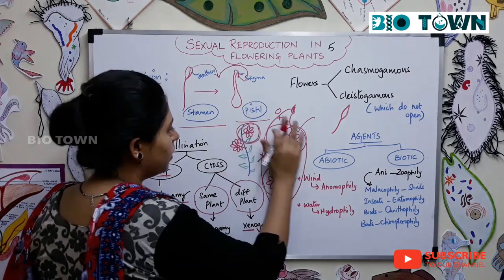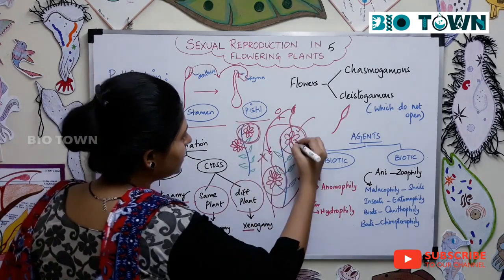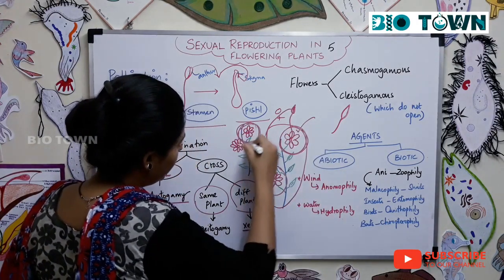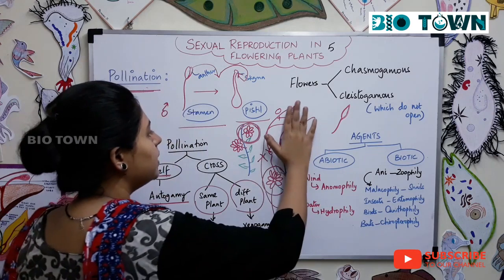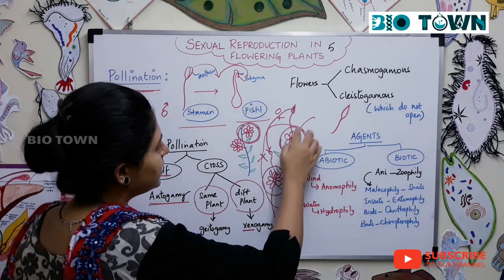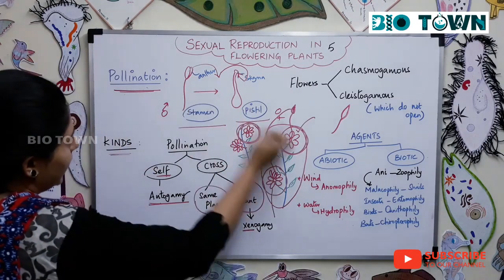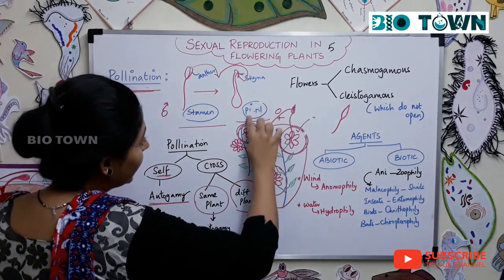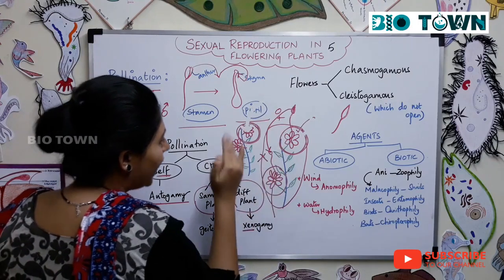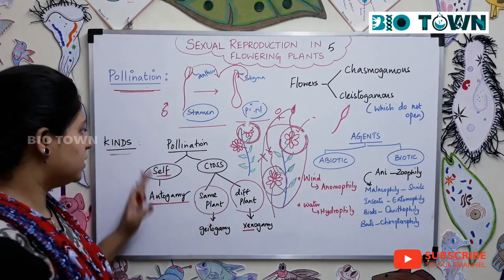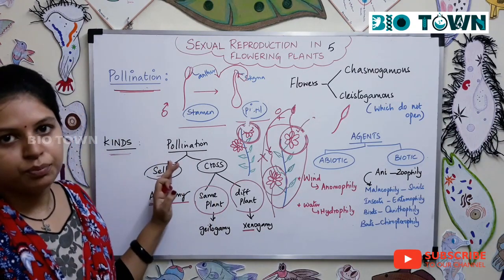Imagine there are two flowering plants, right? Now this plant, you take this flower and this plant, we'll imagine this flower. Now this is a male flower and this is a female flower. Now what exactly happens? Now the transfer of this pollen grain from the anther of this flower to the stigma of another flower of another plant is called xenogamy. So that's the concept of different kinds of pollination.